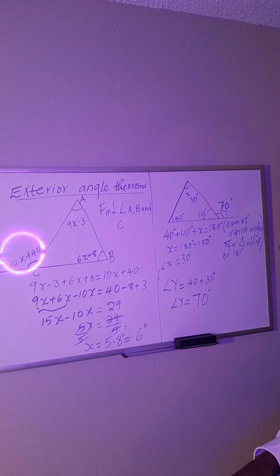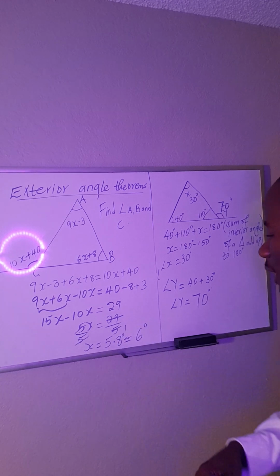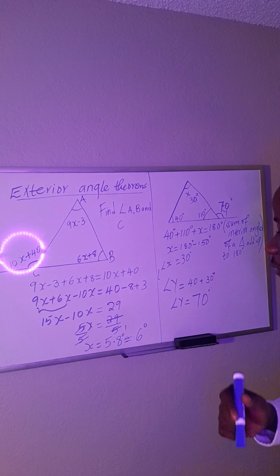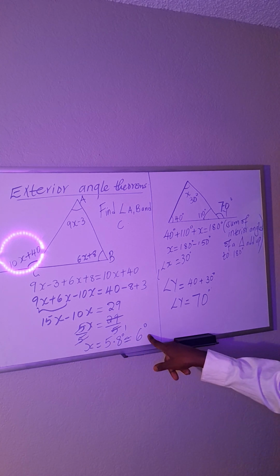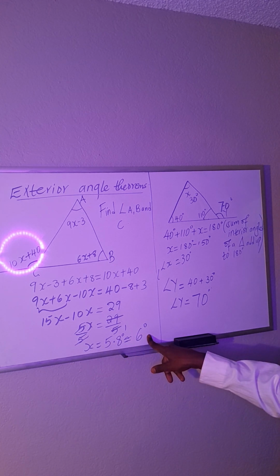If I want to avoid the aspect of using a decimal point in the degrees, because 5 will go into 29 5 times, remainder 4, 5 will go into 40.8 degrees. So I can round off this and approximate the value of x as 6 degrees. But I hope you're following through.